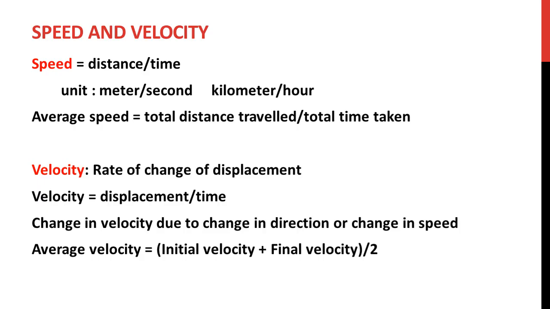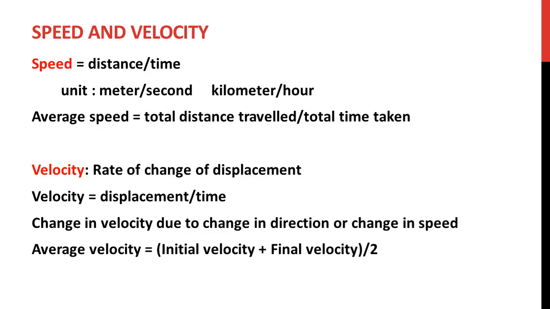When an object is moving in some direction, its velocity changes either if it changes the direction in which it is moving or if it changes the speed. So change in velocity is due to either a change in the direction or a change in the speed. When we want to calculate the average velocity, it is the sum of initial velocity plus final velocity divided by 2.